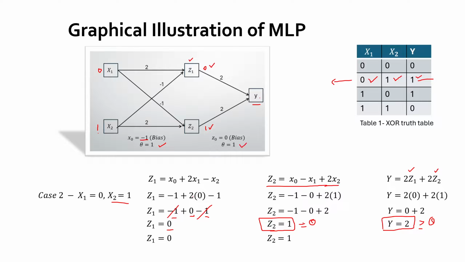In this case, this neuron at the output layer will be activated, and a value 1 will be generated. And we expect 1 here. So this is one case.